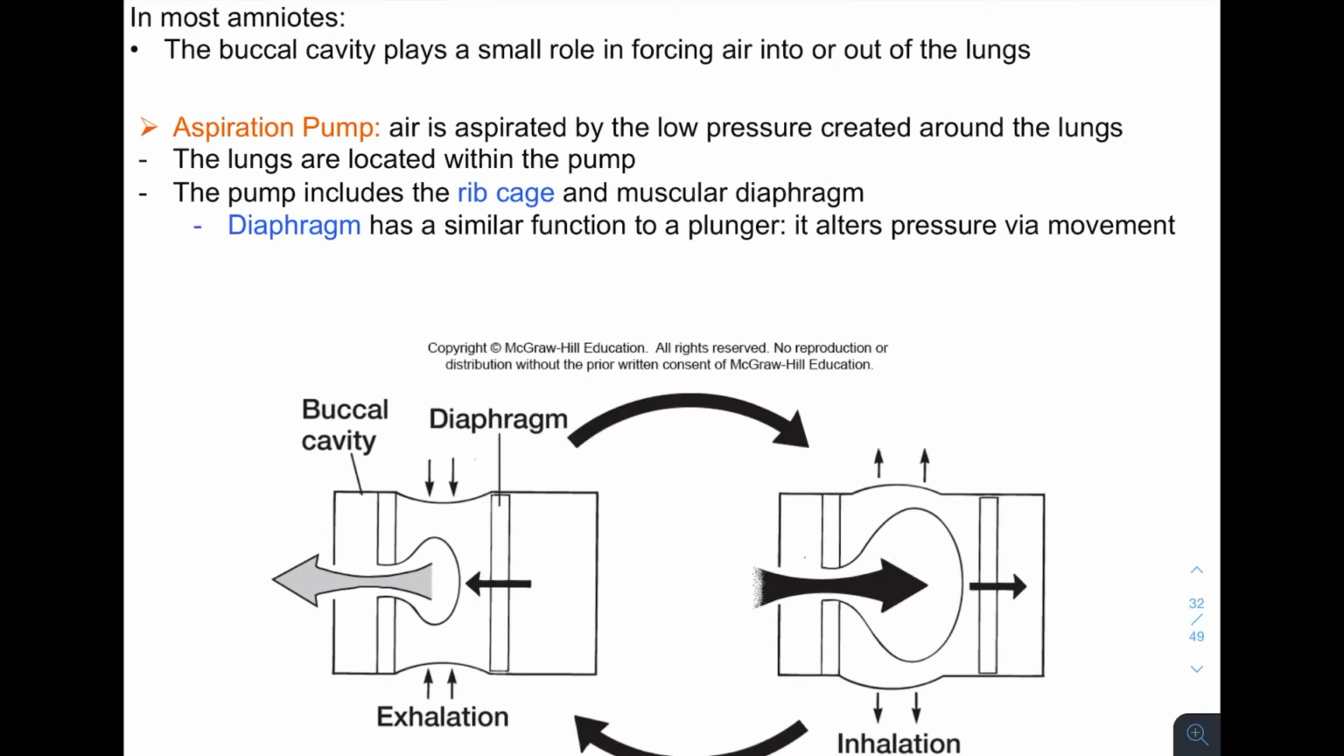We talked about the buccal pump being the primary way to get this current of air into and out of the lungs of fish and amphibians. So in anamniotes, the buccal pump is the most important pump. But in amniotes, what we see is that the buccal pump has a small role in getting the air in or out of the lungs.